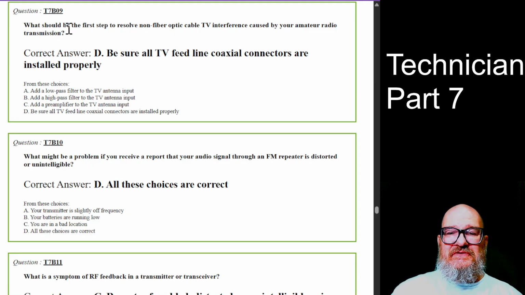What should be the first step to resolve non-fiber optic cable TV interference caused by your amateur radio transmission? Be sure all TV feed line coaxial connectors are installed properly. A loose connector can cause problems.